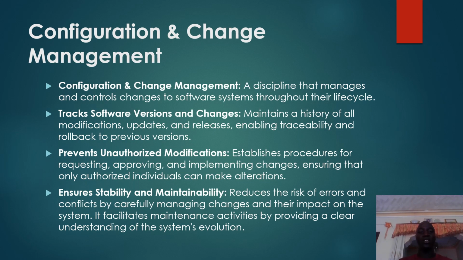Then we have configuration and change management. This is a discipline that manages and controls changes to software systems throughout the life cycle. We looked at the project life cycle models. Then we have tracking of software versions and changes, which prevents unauthorized modifications, especially from third parties, people who want to maliciously damage your software project. The project manager needs to prevent those unauthorized modifications by third parties, to ensure stability and maintainability.